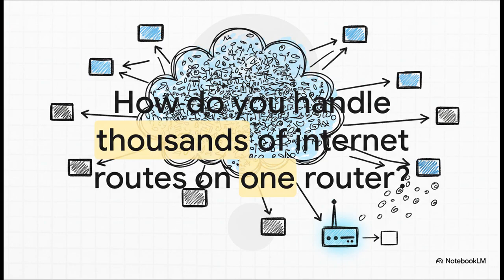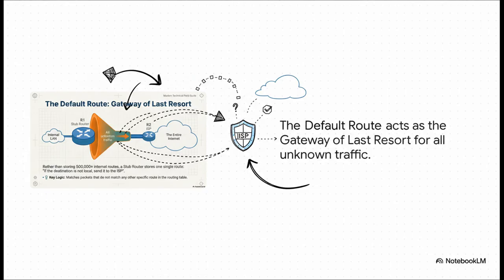The global internet routing table has close to 1 million routes. There's no way you could possibly program all of those into your little local router. It would run out of memory in an instant. So, what do we do? How do we handle this? The solution is actually beautiful in its simplicity. It's called the default route.